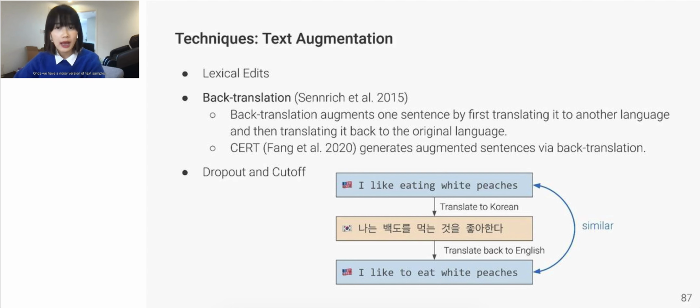Once we have a noisy version of text samples, many contrastive learning frameworks introduced above, such as MoCo, SimCLR, BYOL, can be used to learn sentence embeddings just as how they apply to images.